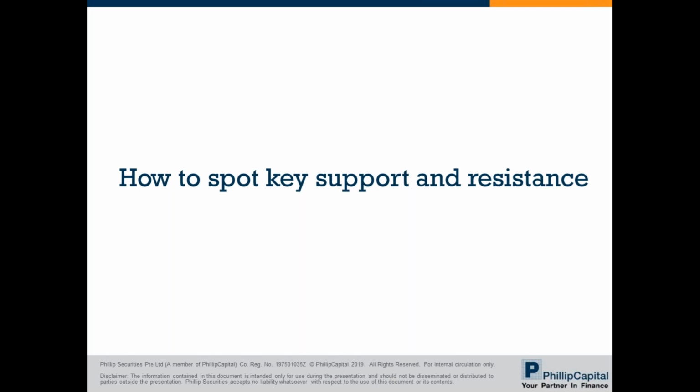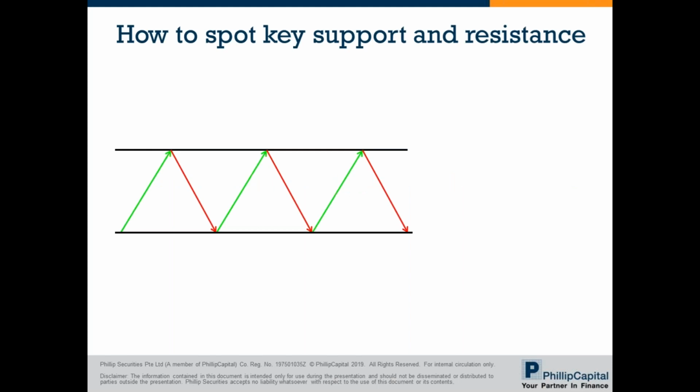Okay, so with that, we have covered the three key directions in which prices can move in a chart, and how you identify them visually. What are the methods that we use to identify them? So the next key factor that we want to zoom into is how do you spot key support and resistance, right? So this is another important aspect of technical analysis.